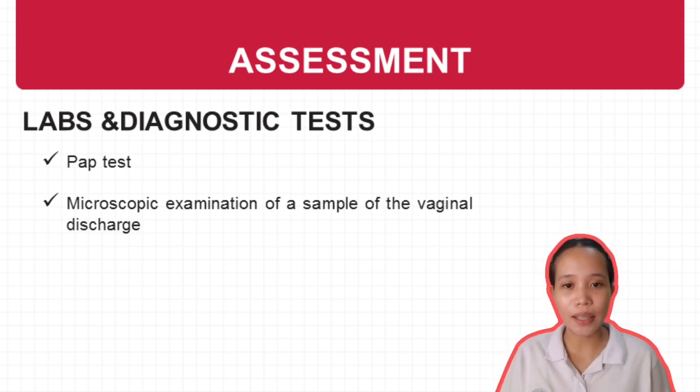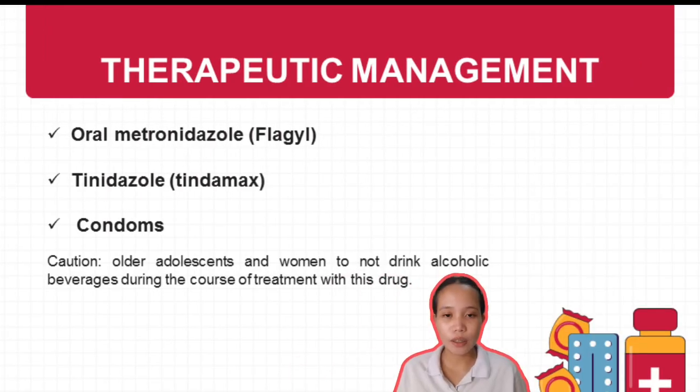The infection is diagnosed by microscopic examination of a sample of the vaginal discharge. Trichomonads typically appear as rounded mobile structures. Oral metronidazole or tinidazole eradicates trichomonal infections. The use of condoms by sexual partners helps prevent the recurrence of trichomonas in both parties. Because metronidazole interacts with alcohol to cause acute nausea and vomiting, caution older adolescents and women to not drink alcoholic beverages during treatment with this drug.